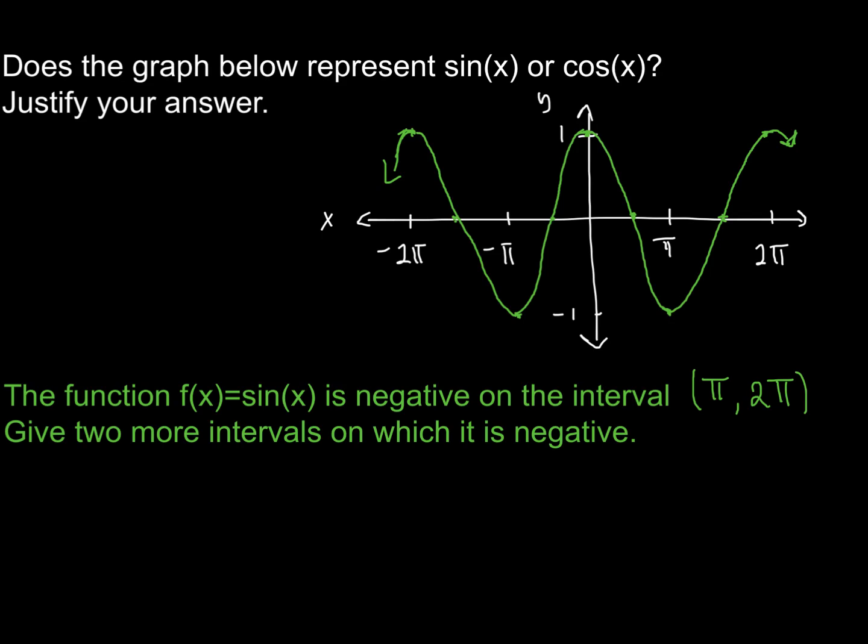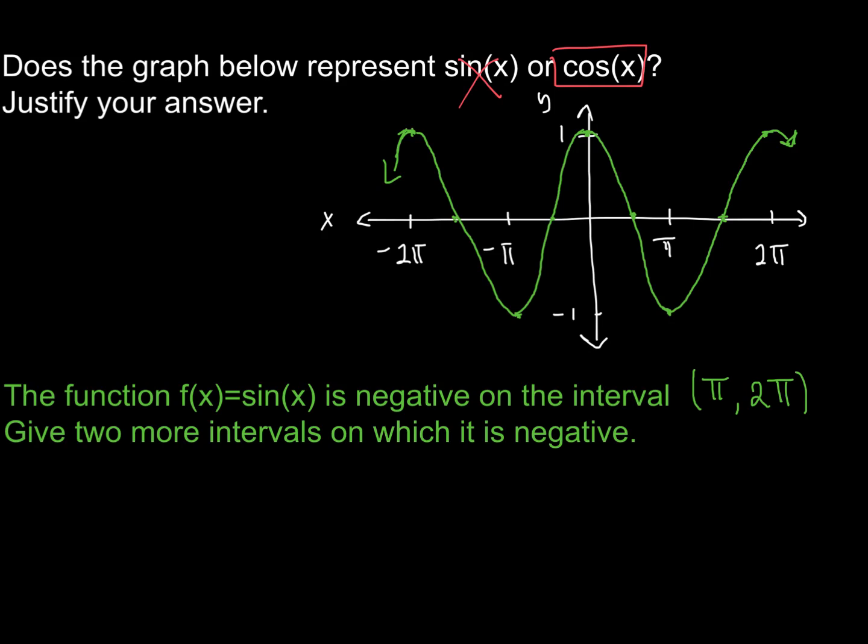Okay, so let's think about this first graph here. Is this going to be the sine of x or the cosine of x? Well, notice a couple of things. The first is that when x is 0, the value of this graph is 1. Well, sine of 0 is going to be 0, and cosine of 0 is going to be 1. So right off the bat, I know this can't be sine of x because sine of 0 is not 1. And so this has to be the cosine of x.